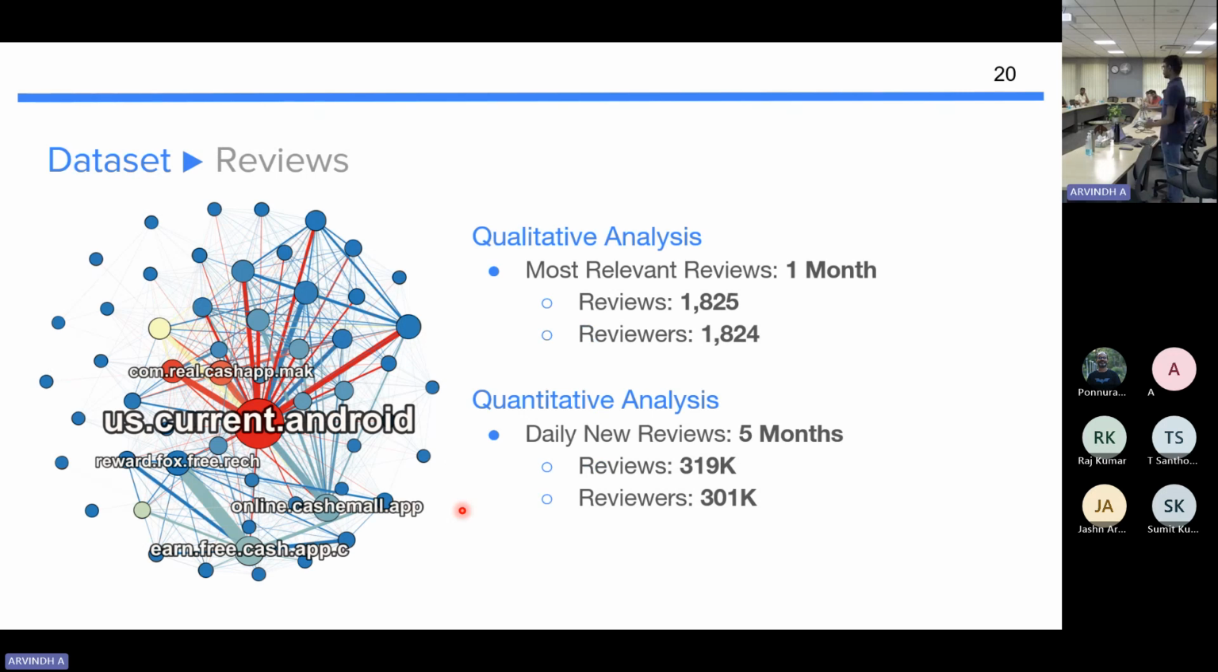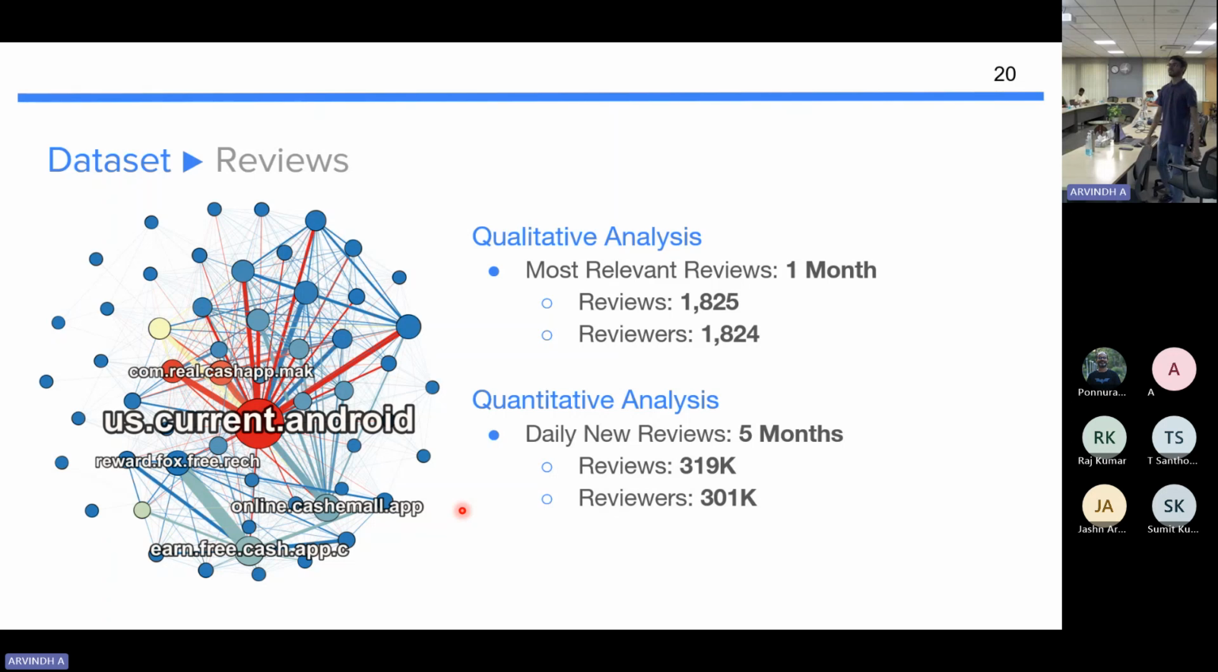And we take a two-pronged approach in our work. We do both qualitative analysis and quantitative analysis. For the qualitative analysis, we only collect the most relevant reviews. Relevant reviews are the ones that you see directly on the app's page without looking for more. The idea behind collecting just the relevant reviews is that this is what users see as the face value of an app. So we collected for a period of 1 month, which amounts to around 2K reviews with almost that many unique reviewers.